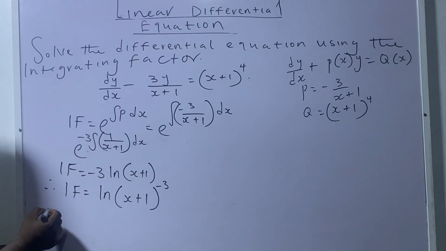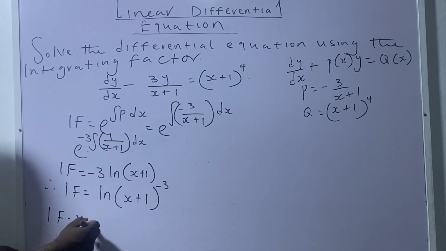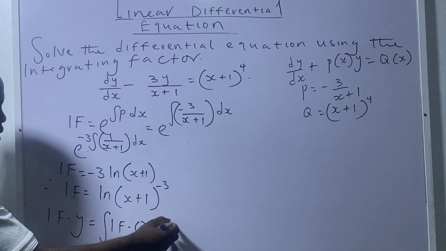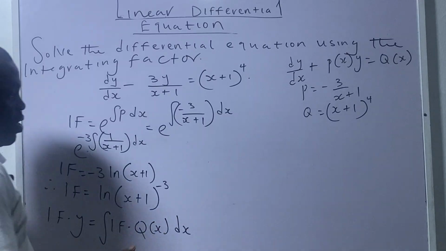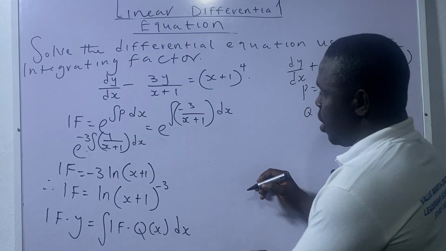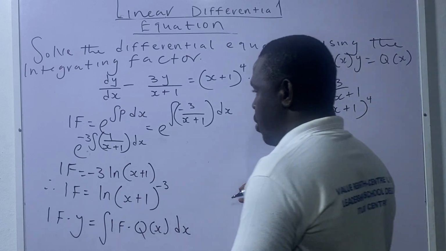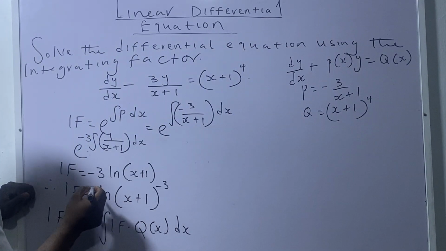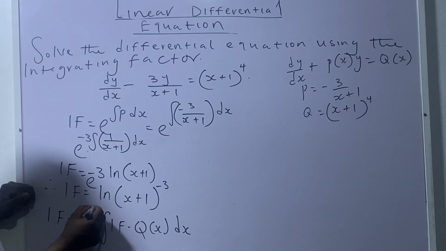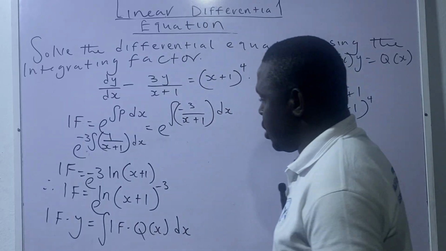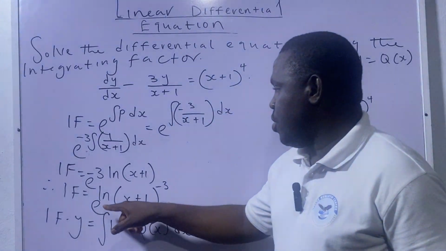The next thing we need to do is the last step. Integrating factor multiplied by y, equals the integral of integrating factor times q(x) dx. We need to compute for this. Well, we have values for all of that. But before we can do that, there's e here. I omitted it. And remember what I said in the previous video?